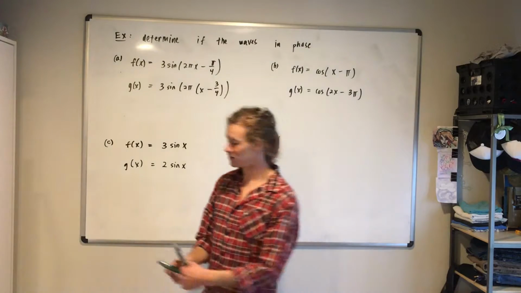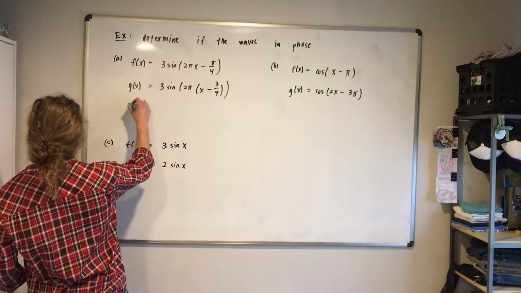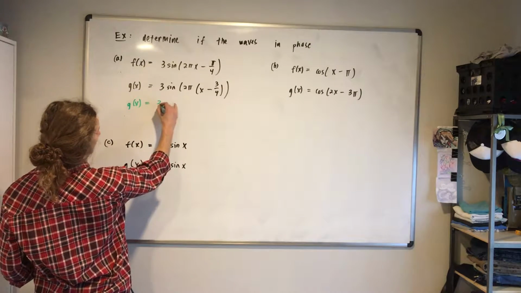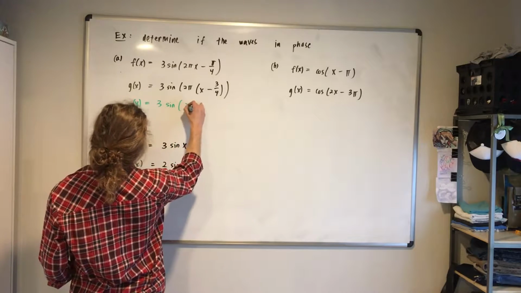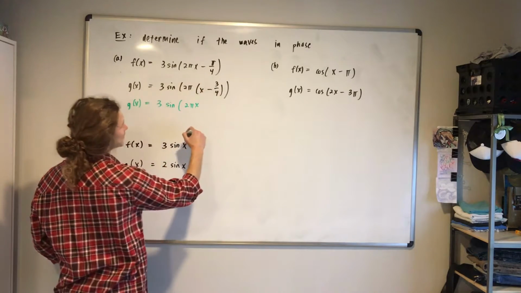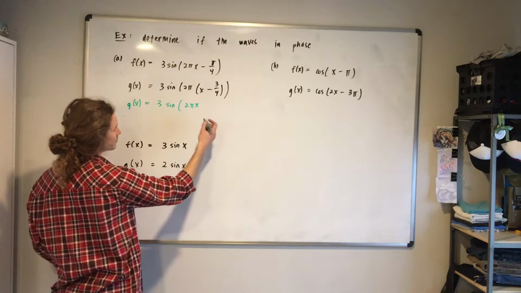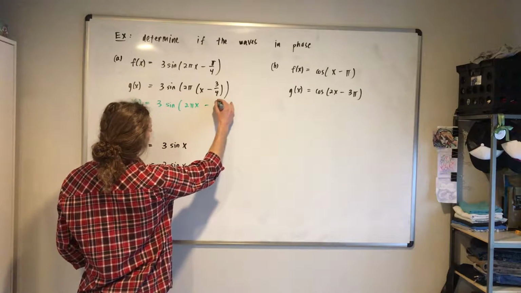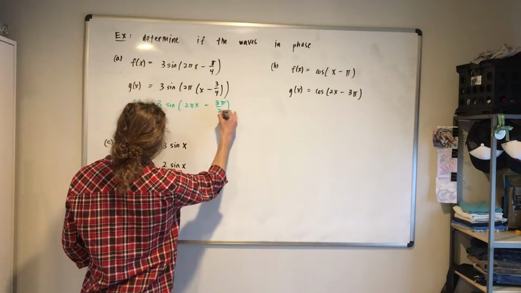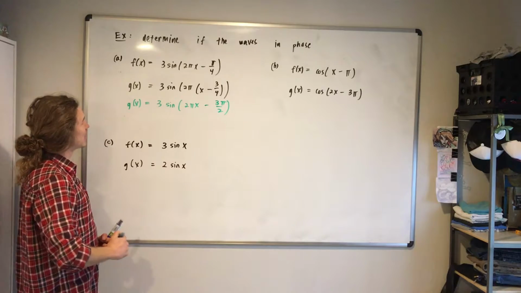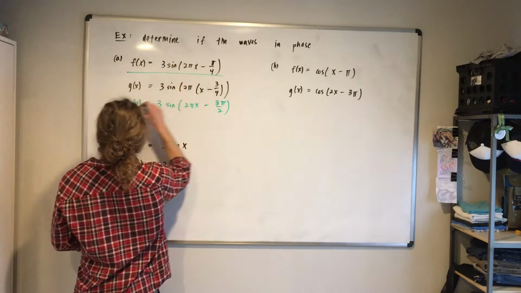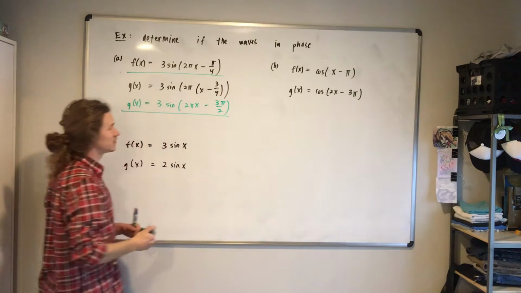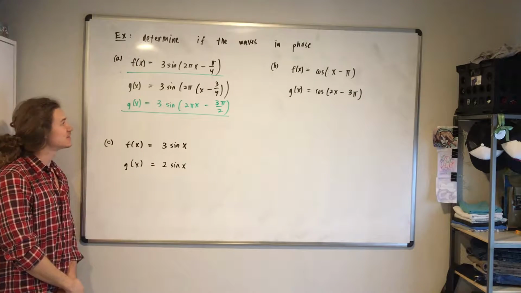So the first thing I might do is choose to rewrite g of x in a similar form to f of x as 3 sine of 2 pi x. 2 pi times 3 fourths would be 6 pi fourths, which could be reduced to 3 pi halves. So we have our f of x, we have our g of x. Let's go ahead and determine if these two waves are in phase.